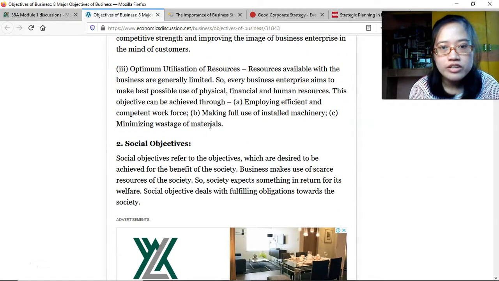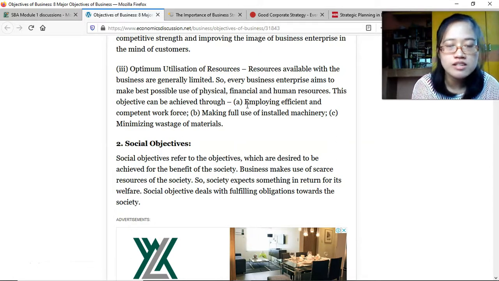Optimal utilization of resources, efficiency. Resources available with the business are generally limited, so every business enterprise aims to make the best possible use of physical, financial, and human resources. This objective can be achieved through employing efficient and competent workforce, making full use of installed machinery, minimizing wastage of materials. Okay, what are some of the problems na kinakaharap ng mga businesses?